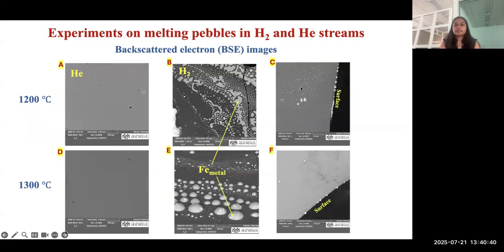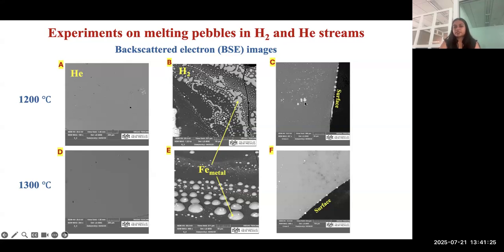Now, these are the results and some images. There's some backscattered electron images. So the essence of these images is that anything that appears brighter has a higher atomic number than its background. So if we focus on, say, figure B here, this is brighter than this black thing. So this is the silicate part, and these are my iron metal that formed in the presence of hydrogen. Okay. In the presence of helium, nothing happened as we expected. So this is a null experiment, and we see no metal formed. It shouldn't. But in the hydrogen phase, yes, metal formed.